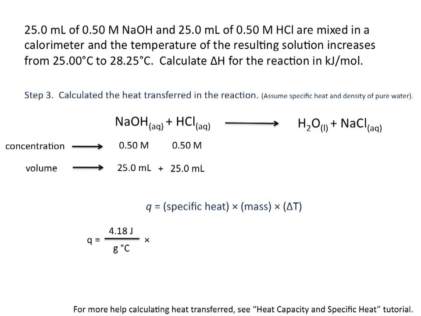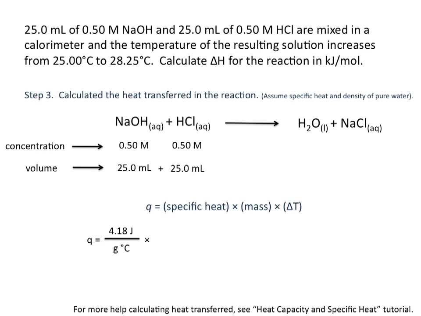The third thing that we need to do is to calculate the heat transferred in the reaction. And again, we're going to assume the specific heat and density of pure water. In order to calculate the heat transferred, we'll use the equation that the heat, Q, is equal to the specific heat times the mass times the change in temperature. So the specific heat is the same as that of pure water, 4.18 joules per gram degree Celsius.